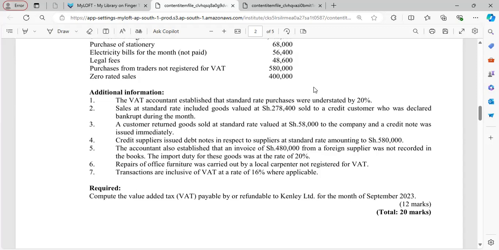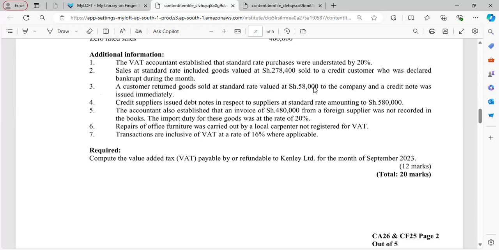I know very well that if in an organization the person you sold the product to is declared bankrupt, you can write a letter to the KRA to reclaim the VAT which you declared for such a customer, so that you can deduct it from your sales. A customer returned goods sold at standard rate valued at 58, and a credit note was issued immediately. The credit note issued normally reduces our sales.